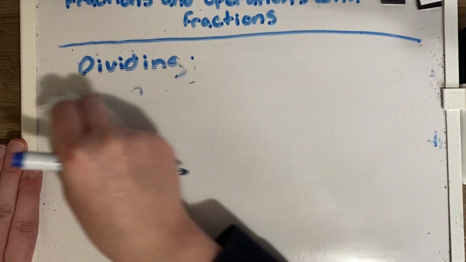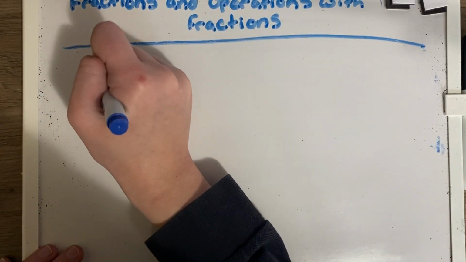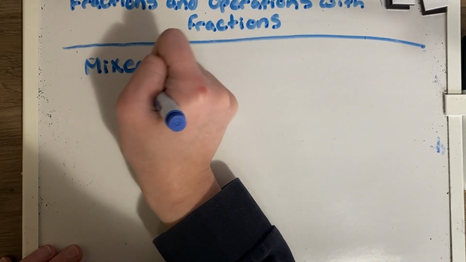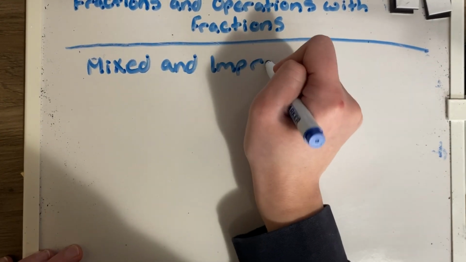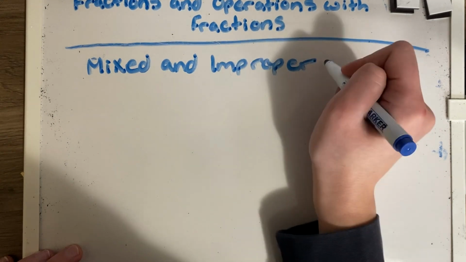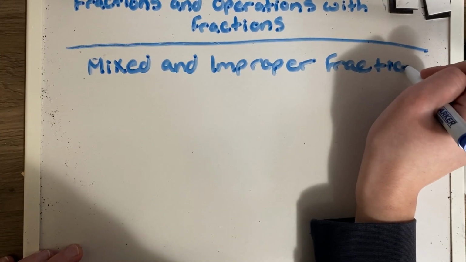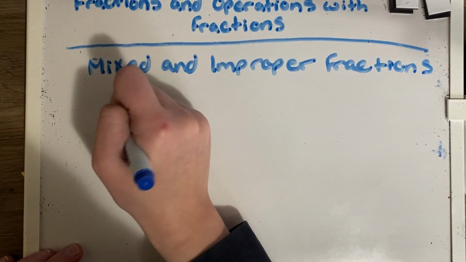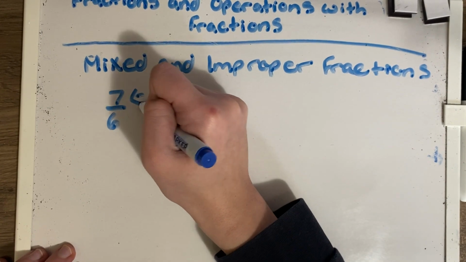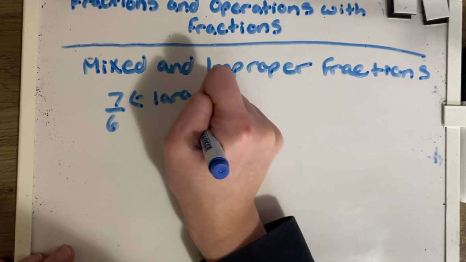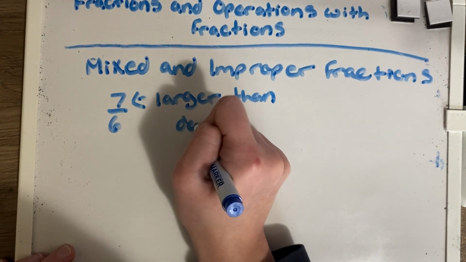All right, now there's one concept that I want to talk about. So there's the concept of mixed numbers, mixed and improper fractions. So remember in the first example, how the answer was 7 over 6? Well, that's called an improper fraction because the numerator is larger than the denominator.